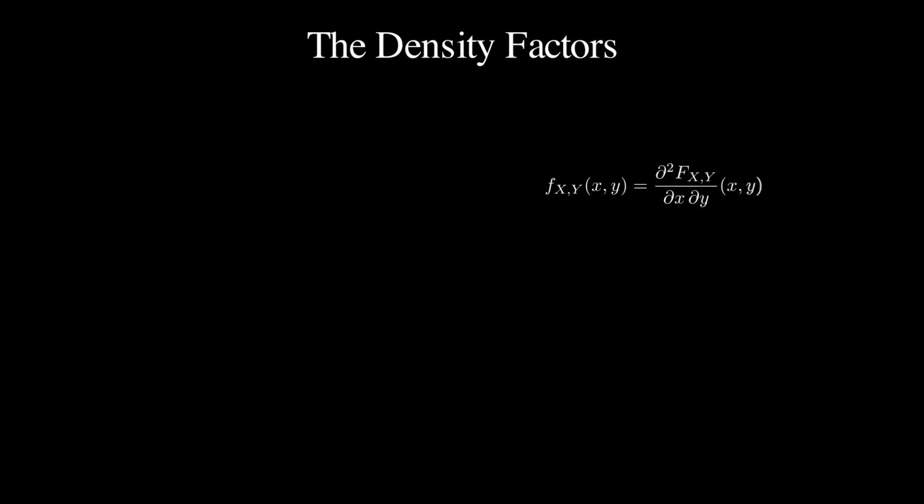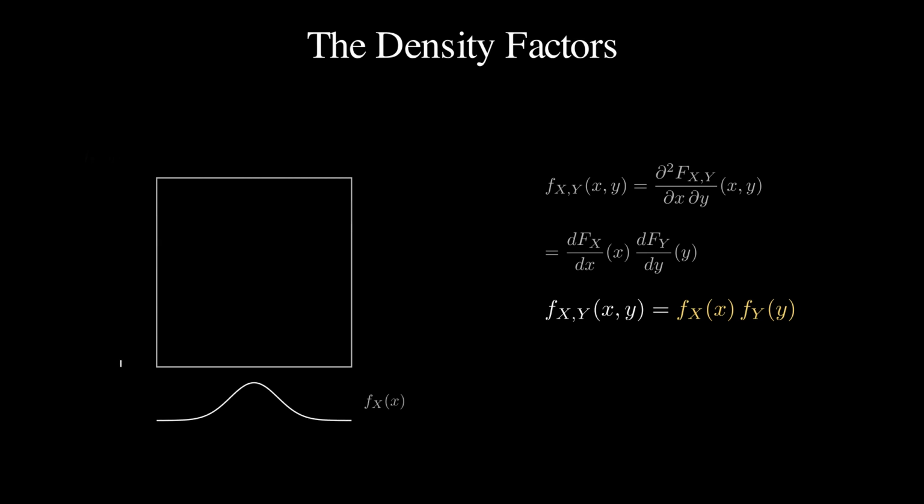Now let the pair be jointly continuous and differentiate. The joint density is the mixed partial derivative of the joint CDF, once in x and once in y. On a factored CDF, each derivative acts on its own factor, the derivative of F of x in x times the derivative of F of y in y. Those are the marginal densities, so the joint density factors too: f of x and y at x and y equals f of x at x times f of y at y. Here is the picture to keep.